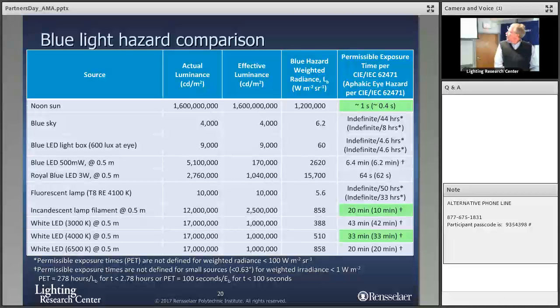But I want to point out that it makes no difference to an older person with a phakic lens for an LED. There is no additional energy in that short wavelength region. So it was 33 minutes for the 4000 K to start with. It remains 33 minutes even for a lens replacement. So you need to know the spectral power distribution as well as the transmission characteristics to the eye before you can properly assess blue light hazard.